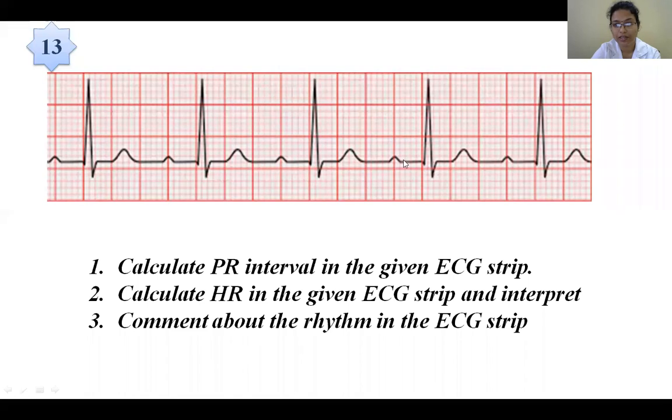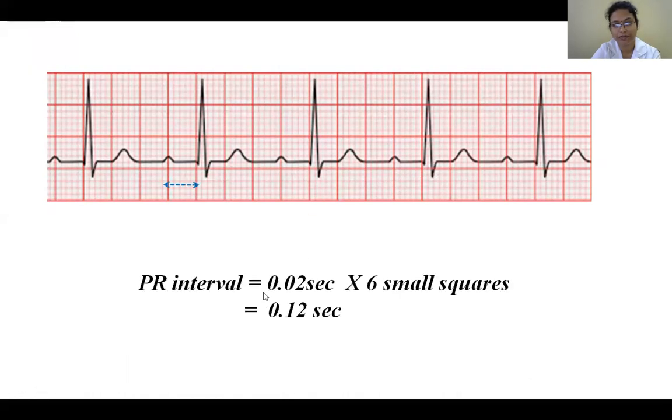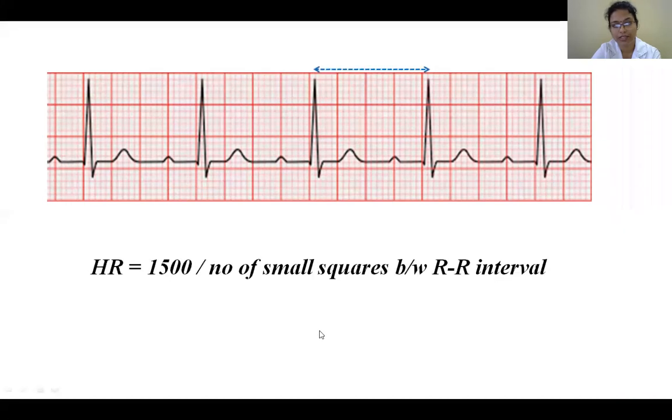So here in this ECG strip, PR interval is prolonged. Here I have taken 0.2, that's a mistake. It should be double to 0.04. So PR interval should be 0.24 seconds.